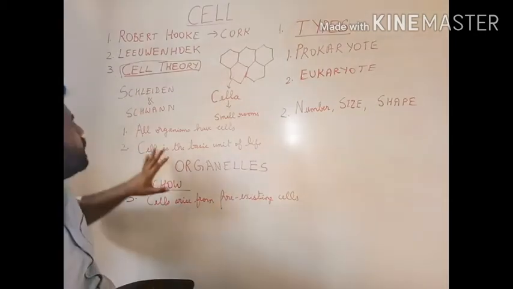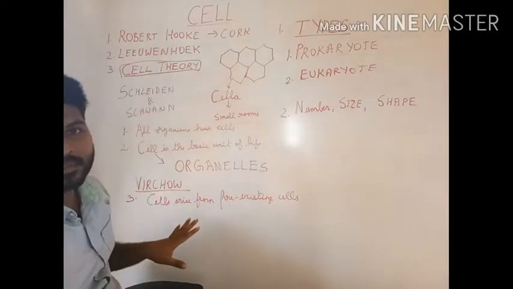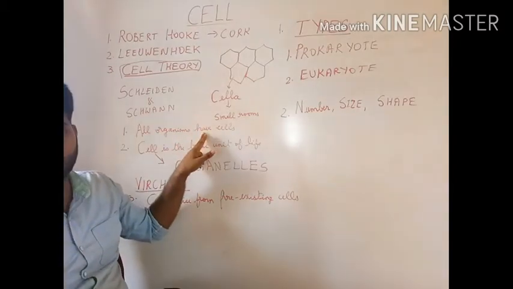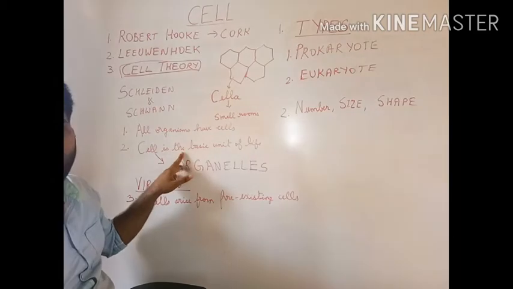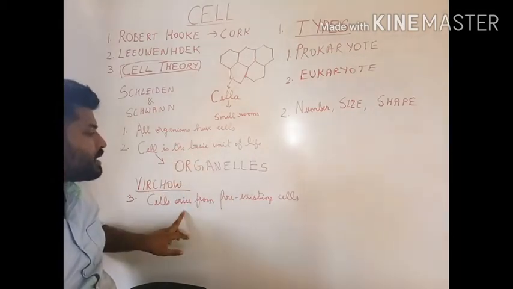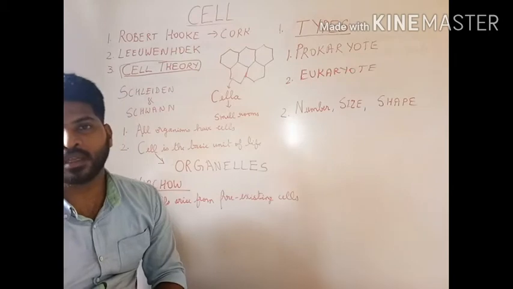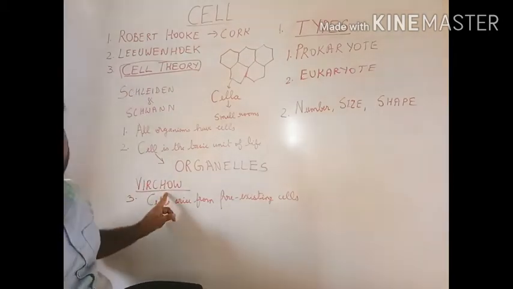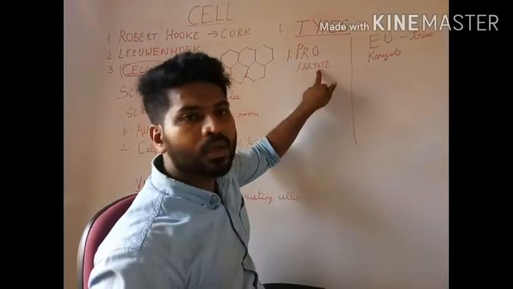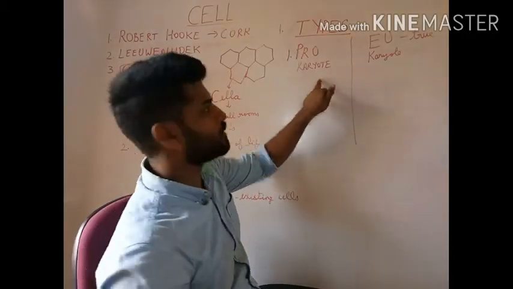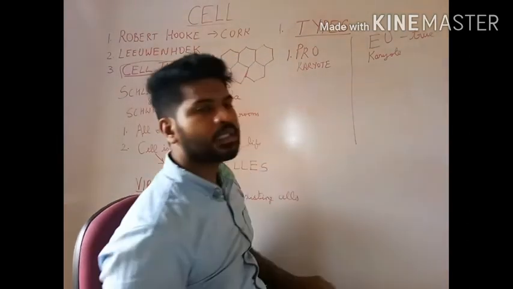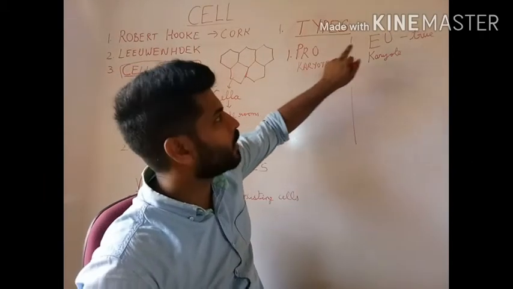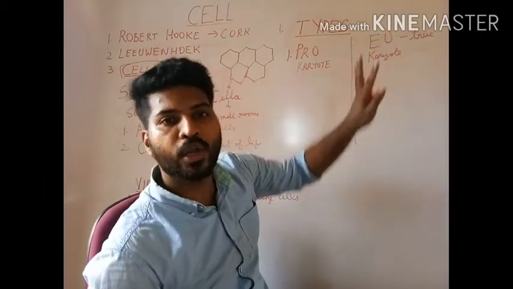So together this is the cell theory. All organisms are made up of one or more cells. Cell is the basic unit of life, and cells arise from pre-existing cells, given by Schleiden, Schwann and Virchow. Karyon means nucleus, so the word karyote comes from the word karyon. Prokaryotes are organisms that don't have a nucleus; eukaryotes are organisms that have a nucleus.